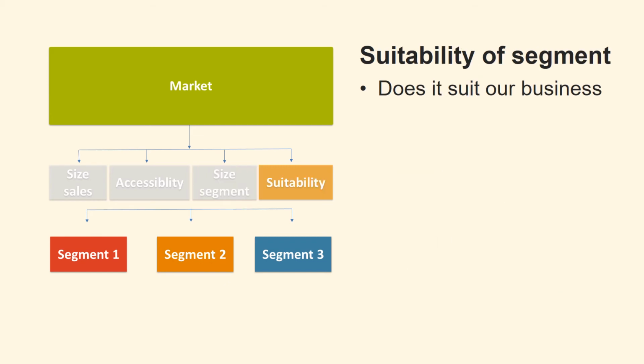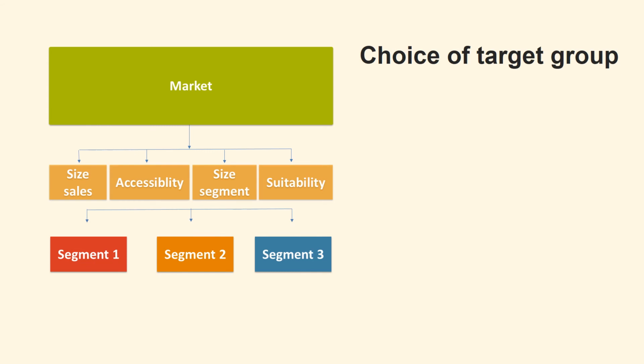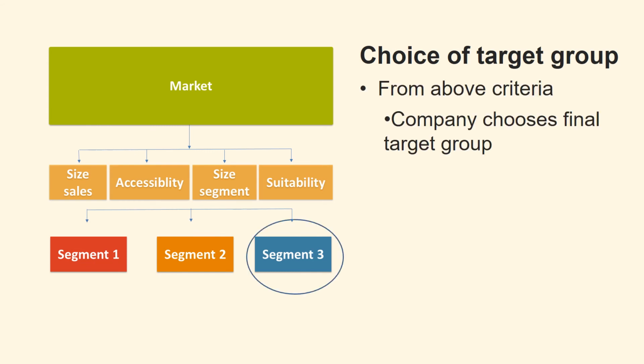Suitability of segment. Does the segment suit our business? Firms need to ensure that the segment is suitable. This means that the characteristics of the people making up the segment are likely to buy the product and have the spending power to buy the product. Choice of target group. By considering and analysing the above criteria, the company can clarify which segment it will choose as its final target group.